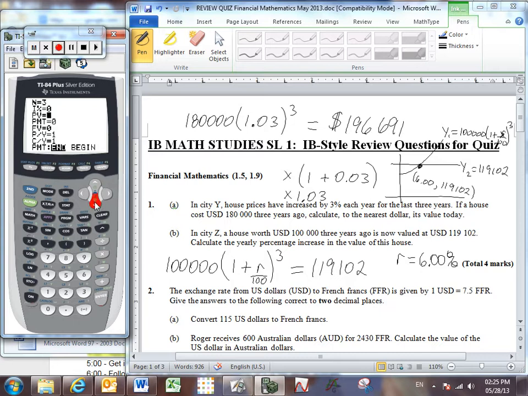My present value of the house, so if I paid for the house, I had to pay 100,000, so that's negative 100,000. And my future value is positive, because that's the money going to be coming back to me, 119,102. And now I'll go up to the thing I'm solving for, which is the interest rate, and go alpha enter in order to solve, and there we go, there's the interest rate of 6.00%. Let's move on to number 2.